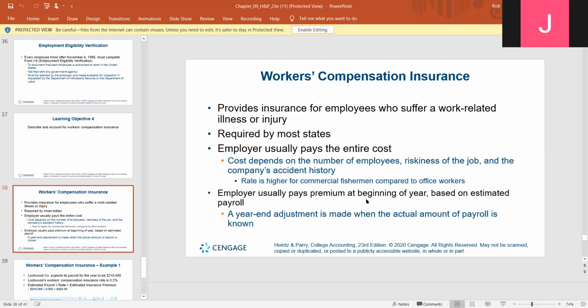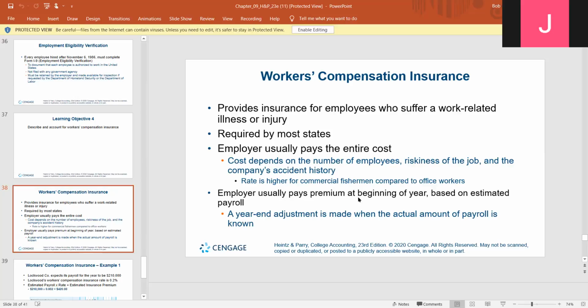Employer usually pays premiums at the beginning of the year based on an estimate. That's exactly what you do. At the beginning of the year, you're looking at your budget for the next year for payroll. You take that number and multiply it by the workers' compensation rate you've been assigned, and you make the payment at the beginning of the year, adjusting at year end, okay?